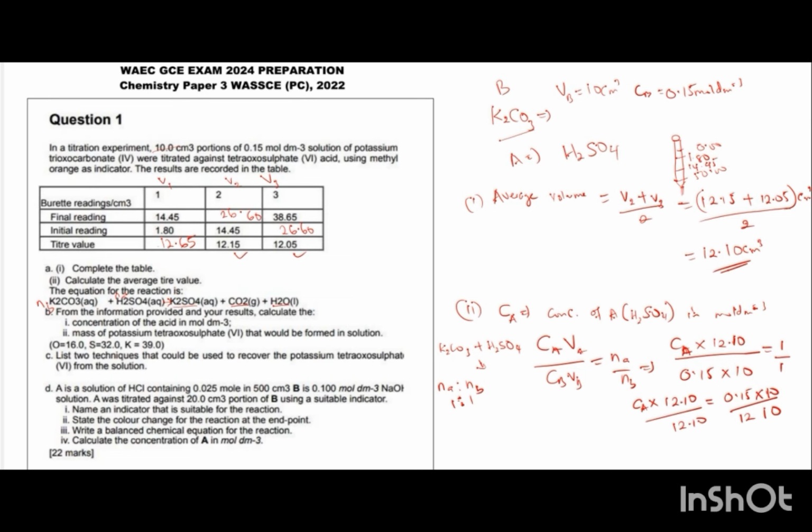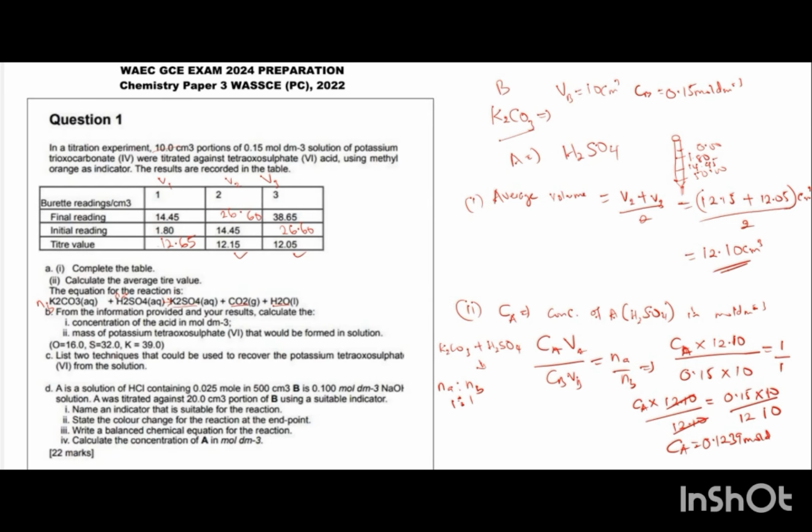Then when you press your calculator, what do you have? 0.15 times 10 divided by 12.10. We have 0.1239 mole per dm cubed.